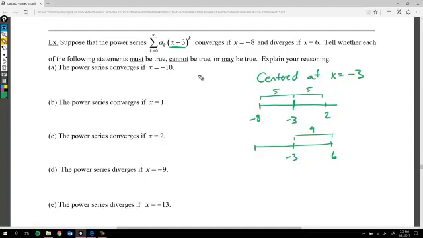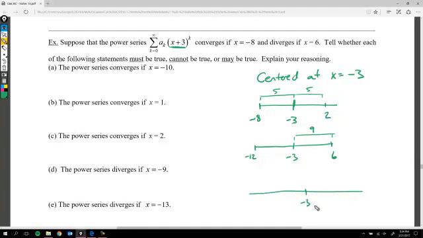This didn't tell me anything about what happens between 2 and 6, though, right? So this gives me a radius of 9, which means that down to -12, I might converge. So between -8 and -12, I might converge. Between +2 and +6, I might converge. I don't actually know. So I'm going to compile all of that into one line.